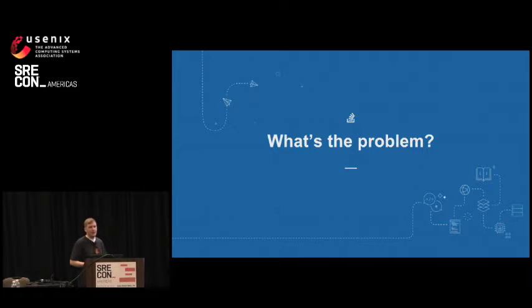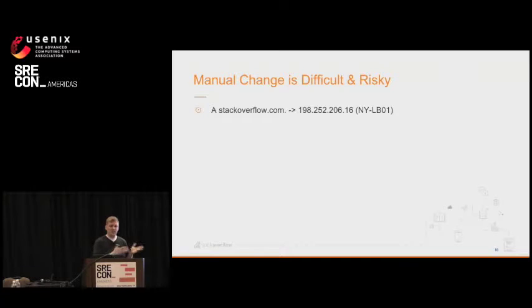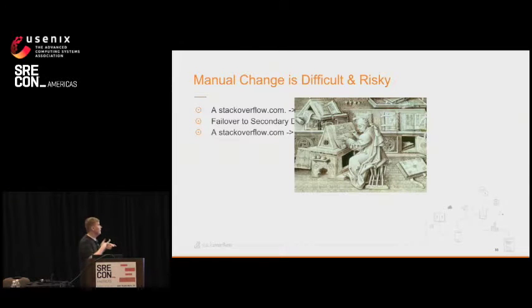What's the problem with this? It's fine. It works. But first off, manual change is something we don't like. If you consider something as simple as an A record for stackoverflow.com, it points at 198.252.206.16, which you probably recognize as our primary New York load balancer. But we have 2 data centers. If we want to fail over to Colorado, it's a simple change. You just rewrite it to our Colorado IP address. That's no big deal. Remember, we have a guy for that.